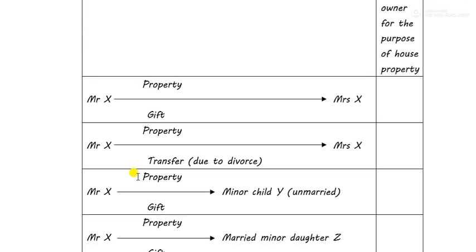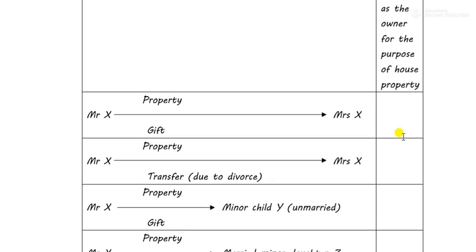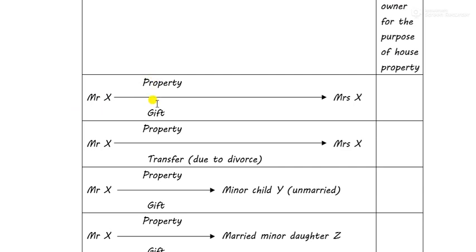We'll solve some examples. Here, who is regarded as the owner of the house property? Here Mr. X has given the property as a gift. Gift means inadequate consideration. Understand? They did not mention inadequate consideration, but they mentioned gift. Now, for a gift, you won't take money from someone. So it is transferred for inadequate consideration to his wife, Mrs. X. I haven't written it over here, but Mrs. X is obviously the wife of Mr. X, it will be Mrs. X, not Mrs. A.